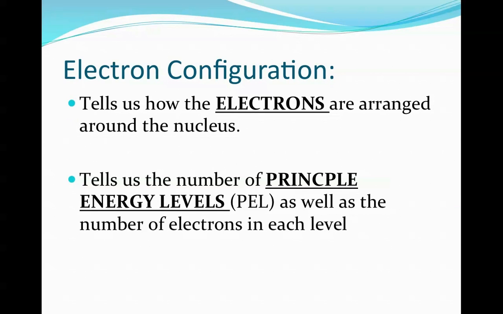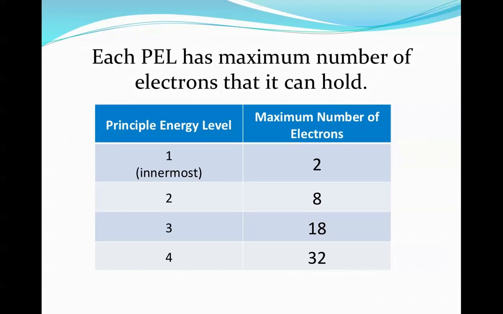So these electron configurations tell us how the electrons are arranged around the nucleus by telling us the number of principal energy levels as well as the number of electrons in each level. Now these principal energy levels, we call the innermost energy level the first energy level, and then as we move further away from the nucleus, they increase in number. So first energy level, second, third, and so on.